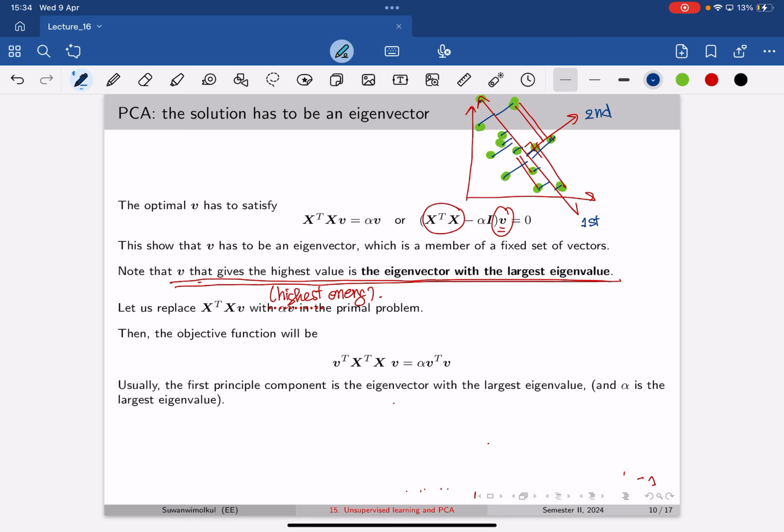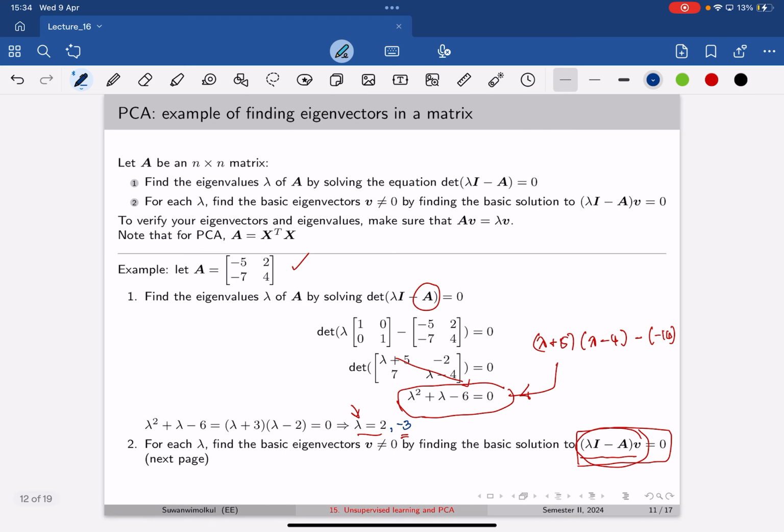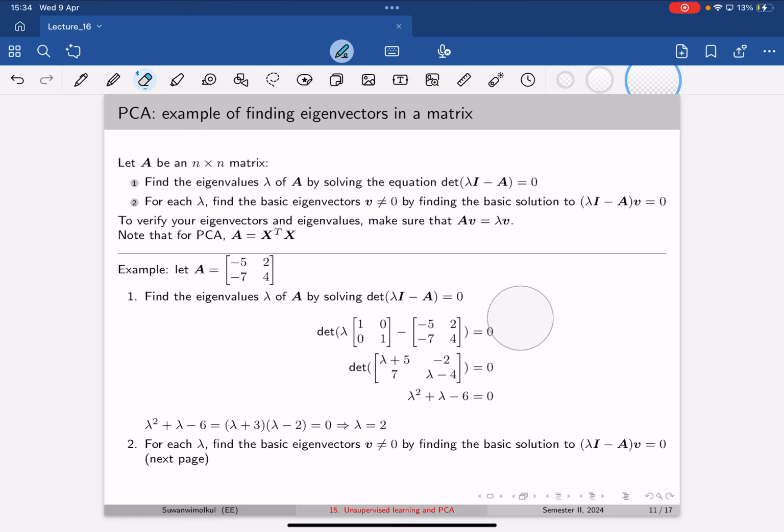Shall we move on? Okay. All right. In this example, I'll provide a little recap about how to do the eigenvalue, eigenvector decomposition. Do you want to go over a little?